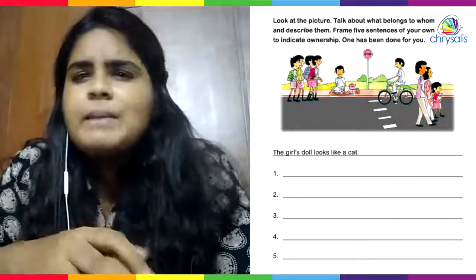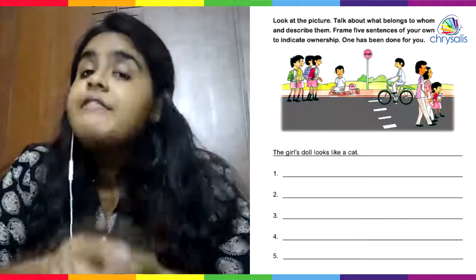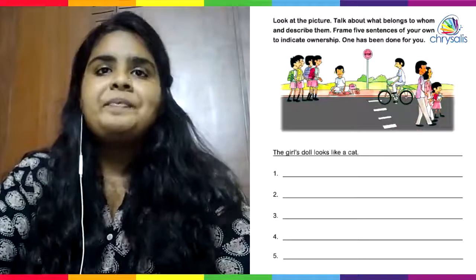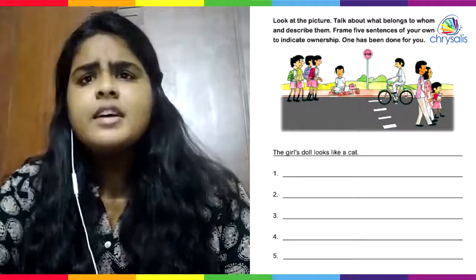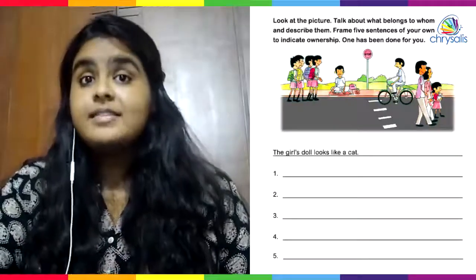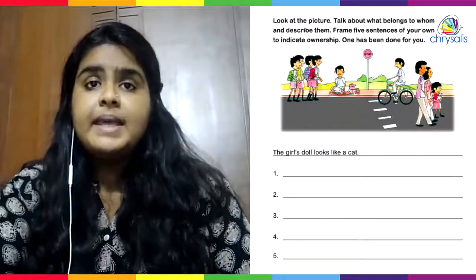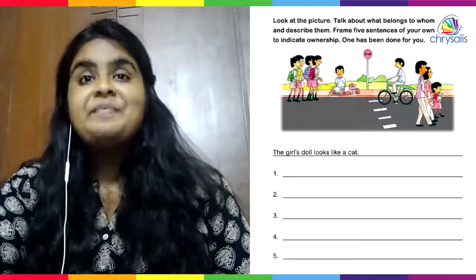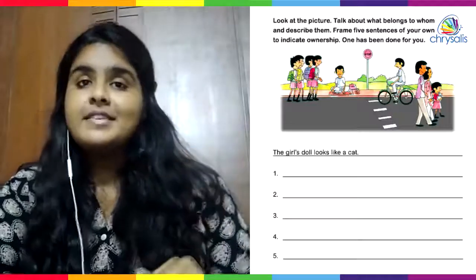Think of all the people that you see in this picture. Think of what they have with them or what they own. Use those in your sentences. An example has been done for you. Can you see a girl? What is she carrying with her? Yes, the girl is carrying a doll. So your sentence can be, the girl's doll looks like a cat. Similarly, you have to create 5 sentences of your own.